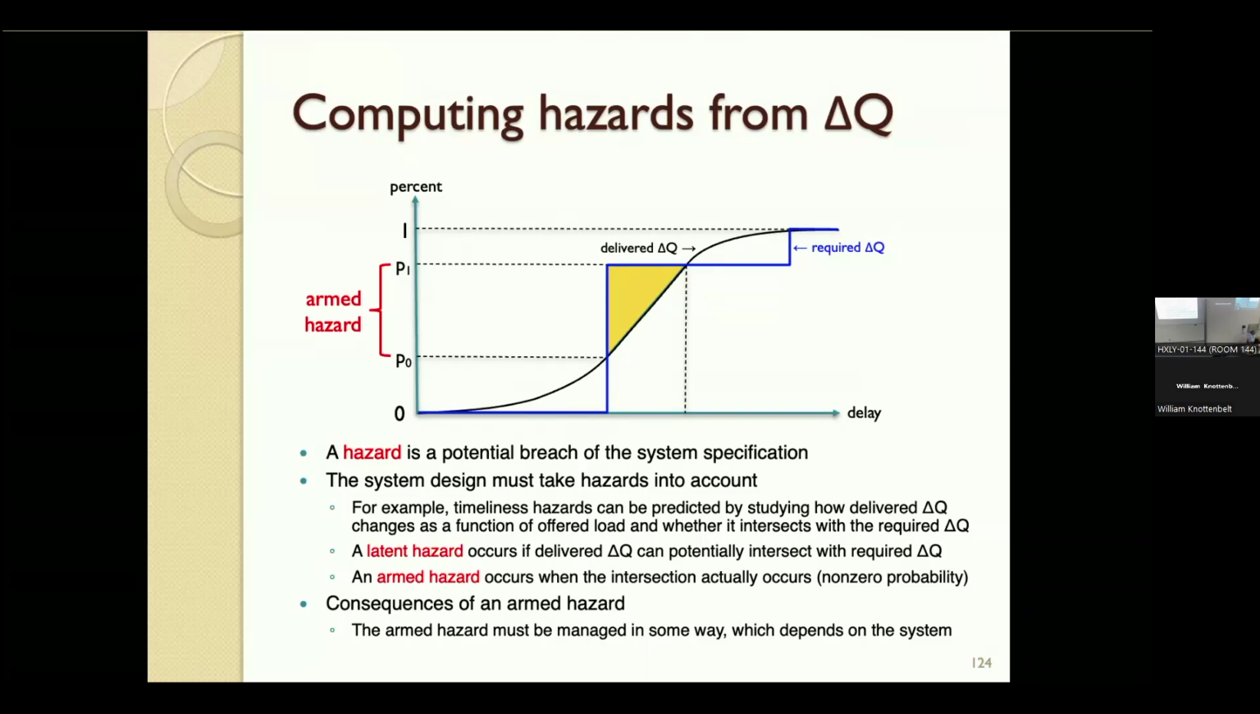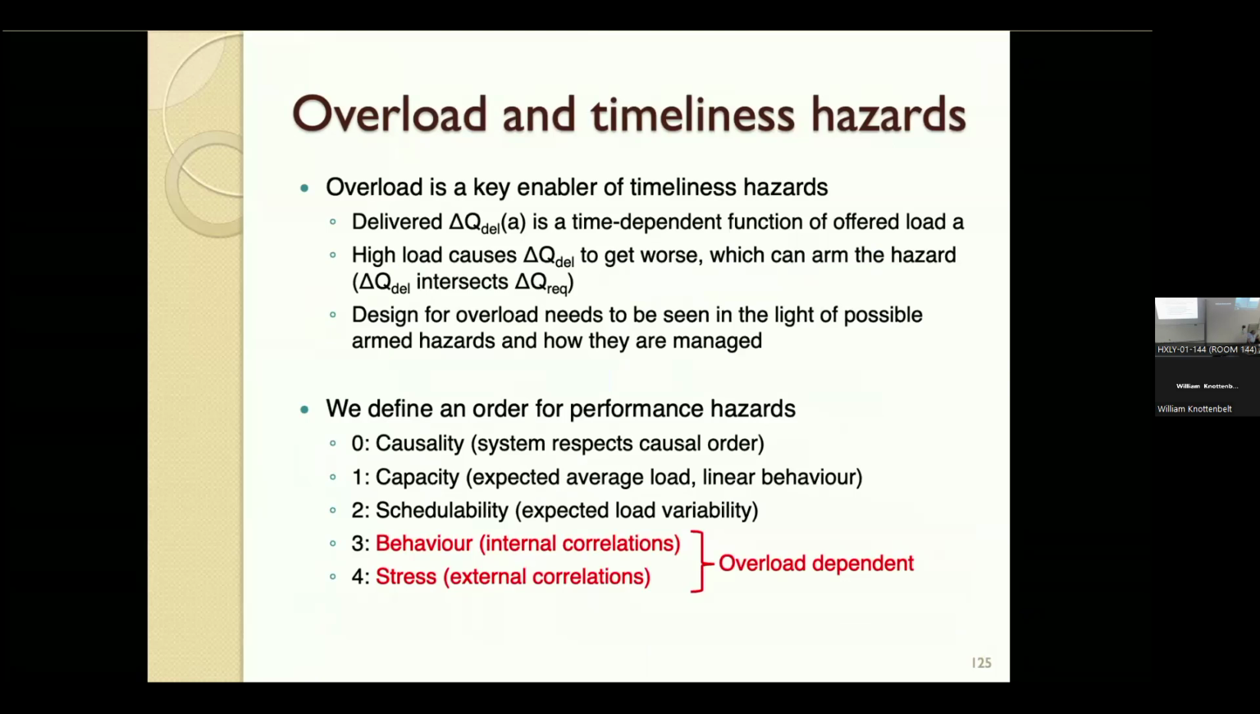Okay, so this is the general thing, and it's actually very broad, but I want to narrow it and focus just on overload and timeliness hazard, okay? So the delivered delta Q is a function of the offered load A. If you overload, the system will get slower, and that's what we're going to talk about. So if you have a high load, the delta Q will get worse, and that is a typical way to arm hazards, okay, to increase the load. So when you design for overload, you have to keep in your head the idea that you are able to arm hazards, okay?